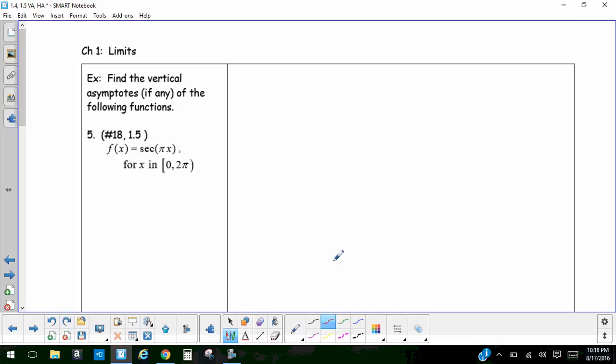Let's go to next page, number 5. Okay, find the vertical asymptotes, if any. We're starting with secant of pi x, and they want us to go around the unit circle one time. Okay, so f of x equals, and let's go back to sines and cosines. That is 1 over cosine of pi x.